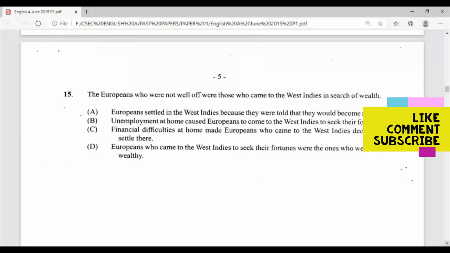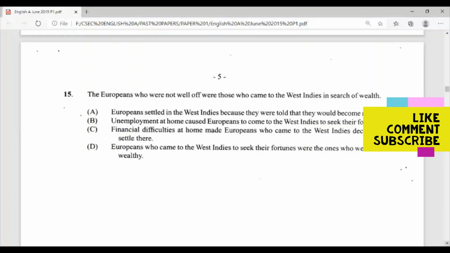B and C, we're looking at unemployment. We're saying financial difficulties were the reasons why they came to the West Indies to find fortunes or to find wealth. And we're saying that was not mentioned in the original sentence. We know they were not well off, but we don't know specifically why, and so B and C are out.